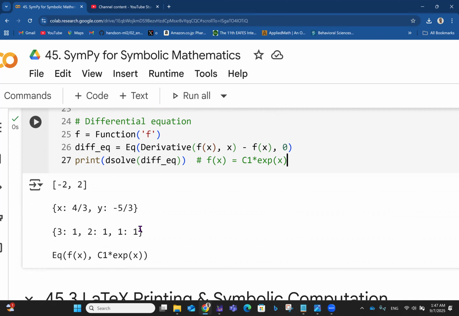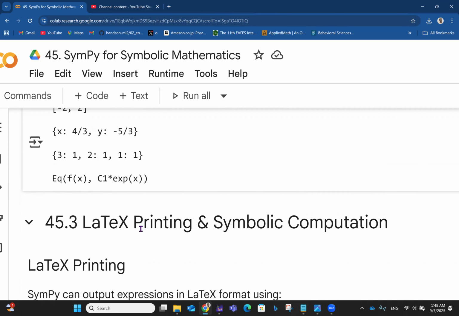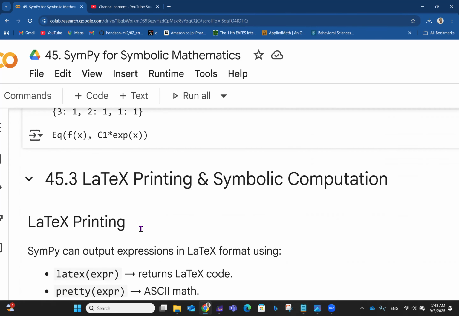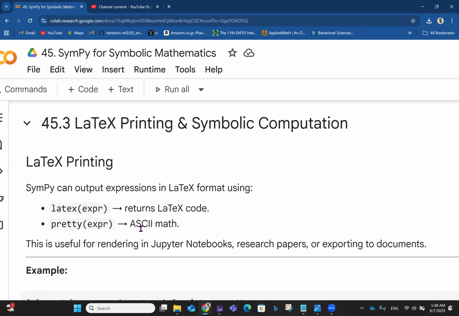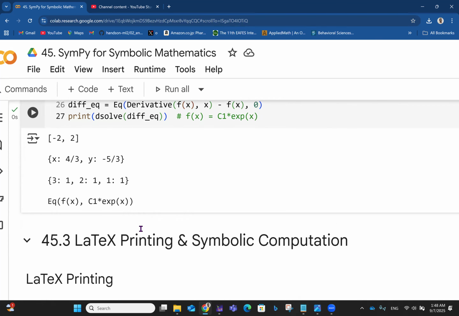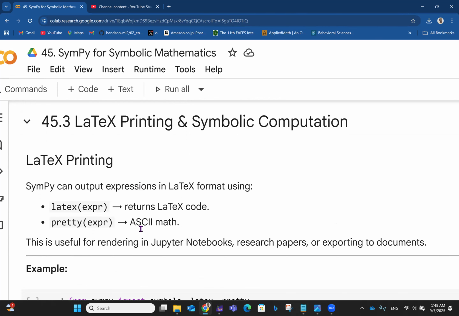Okay, so having taken care of this, we can also use symbolic Python for LaTeX printing and symbolic computation. Talking about LaTeX printing, of course, LaTeX is used; even Google Colab uses LaTeX, right? When you type and it comes out in that very beautiful format, that's what you get on Overleaf and things like TeXworks, TeXstudio, LyX, and all of these other packages. So that's what you get from them.